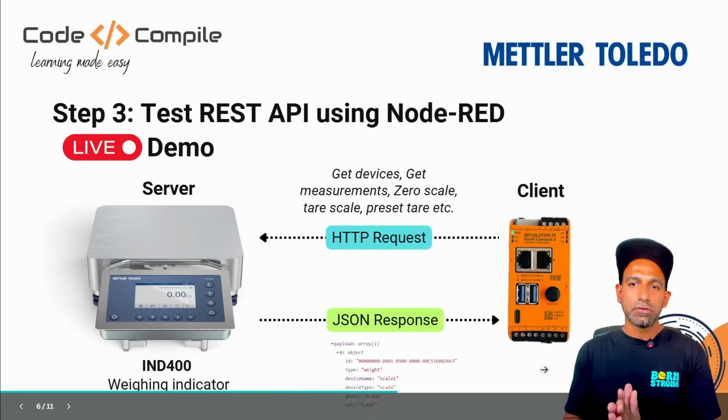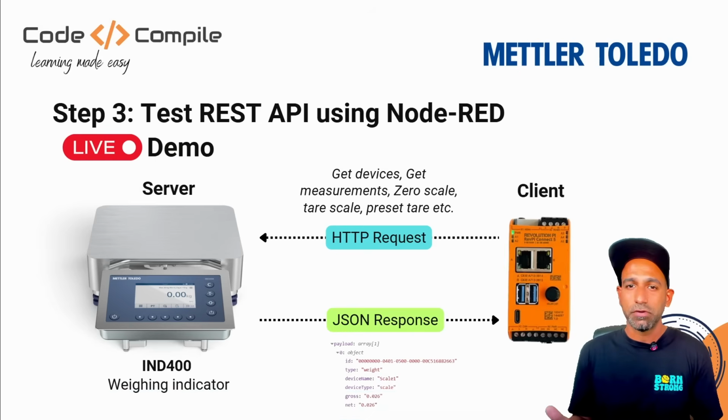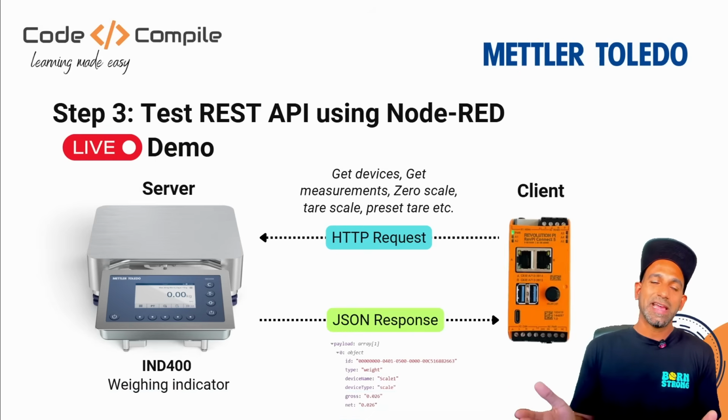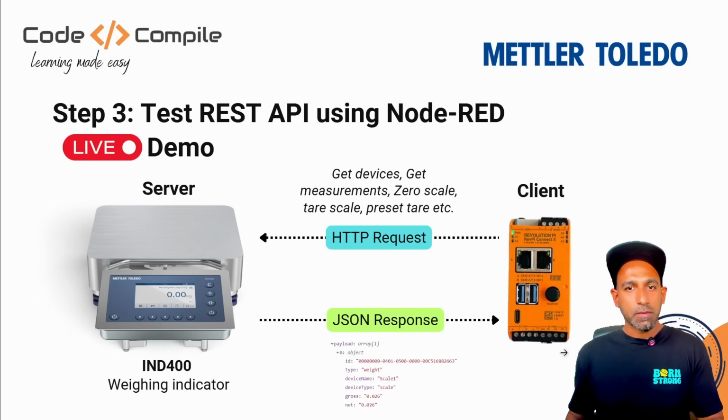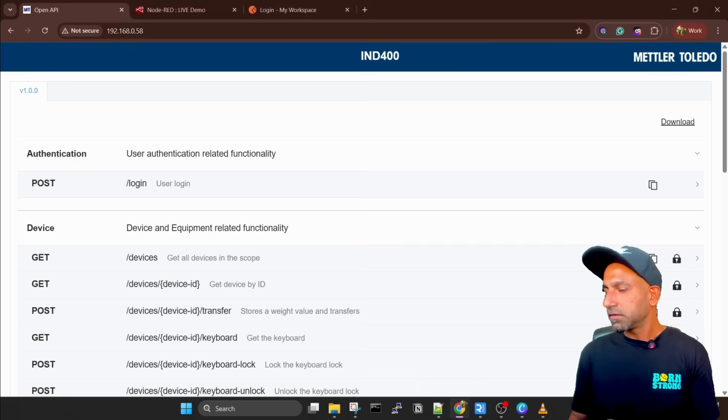In this case, my Node-RED is running in my Revolution Pi, which is my client. It could also be a computer or any other edge device, doesn't matter. You just need to have a possibility to send HTTP requests, okay? I'm going to send some requests and get the data out of it. So let's go back to my screen.